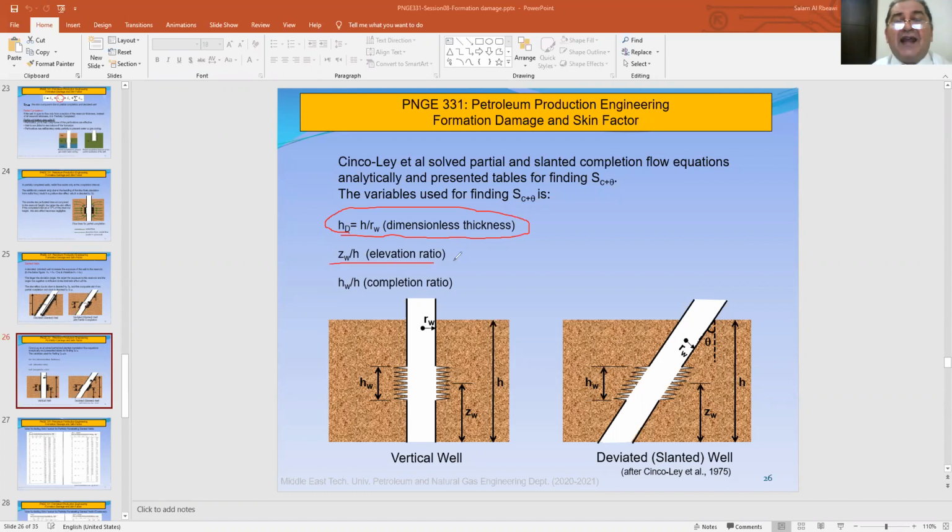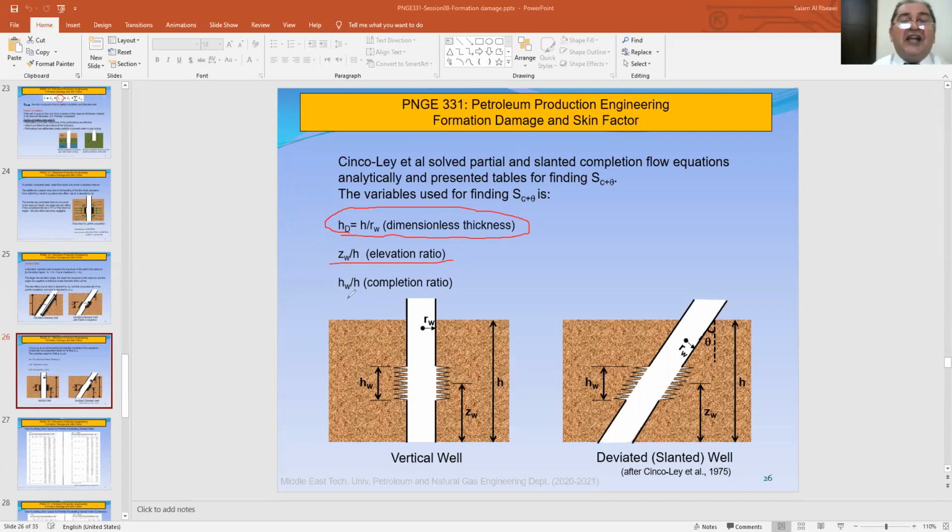ZW divided by H. What is ZW? It is the location of the midpoint of the perforation zone measured from what? From the bottom layer. It is the location in the vertical direction of the midpoint of the perforation section measured from the bottom of the bottom layer of the reservoir. This is ZW divided by H, the total formation thickness.